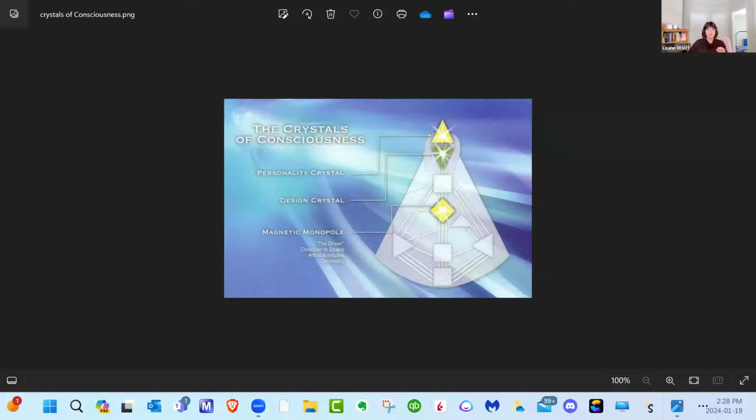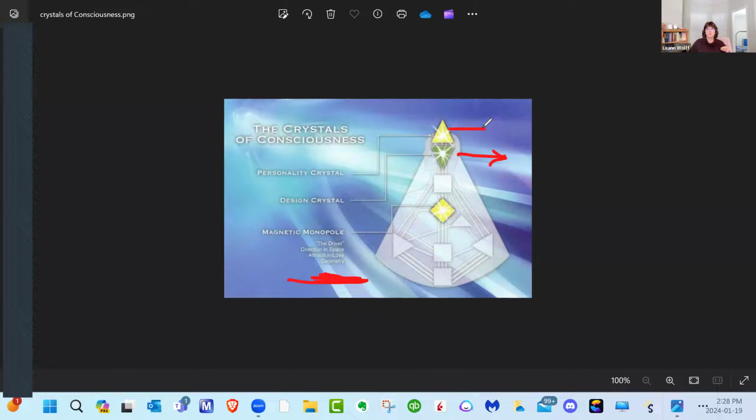So let's take a look at what Ra shares around the crystals of consciousness and the monopole. The monopole itself resides, just like I said in my last video, right behind the sternum. And that monopole is the driver that we use for our direction in space and our attraction of love and the geometry that we are moving on. We also have the design crystal that resides right inside of the Ajna center, because the design, your material being, is being conceptualized.